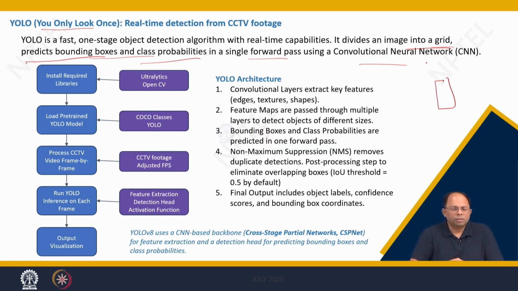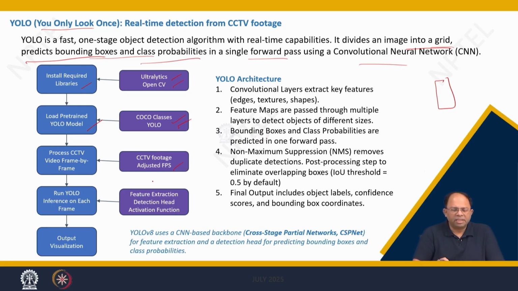So of course you have to install the required libraries first. Ultralytics and OpenCV are the two libraries you need to install. Then load the pre-trained YOLO model. That means we are not training the model here; it is already done. So we are just utilizing the model for our prediction. So this we have to install, and then it will automatically get downloaded, and then process the CCTV video frame by frame. So we need to give it a CCTV feed, and then we can adjust the frames per second, those kinds of rates and so on.